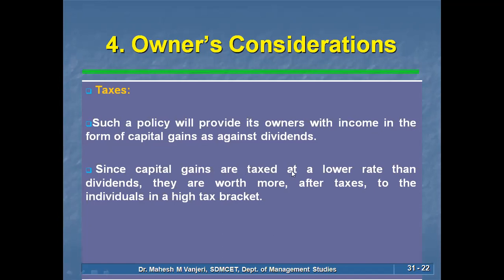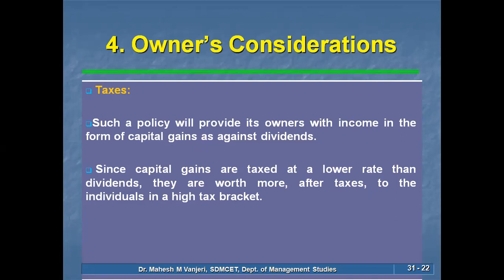So why does a company adopt such a policy? Since capital gains are taxed at a lower rate. These capital gains are also taxed, and equity shareholders have to pay tax on the capital gains as well, but the tax rate is lower than that on dividends. That's the reason why this policy provides its owners with income in the form of capital gains as against dividends. So they are worth more after taxes to the individuals in high tax brackets. Once again, why should the company be so bothered about increasing the worth to the individuals? Because the ultimate goal of financial management or corporate finance is shareholders' wealth maximization.